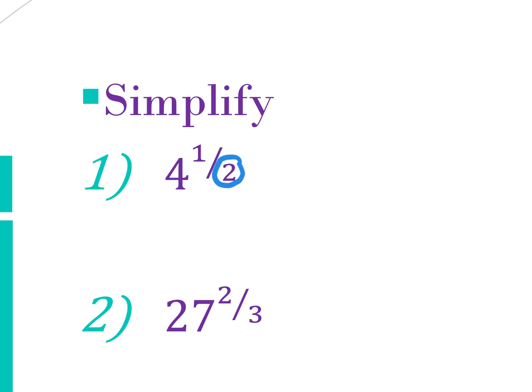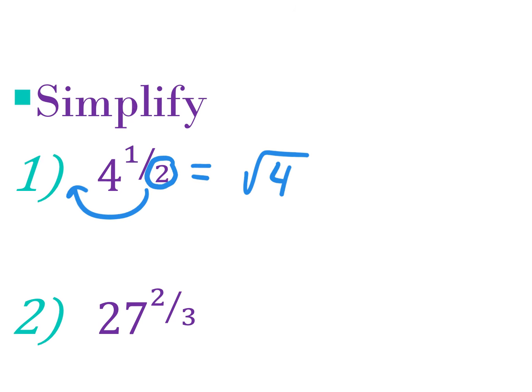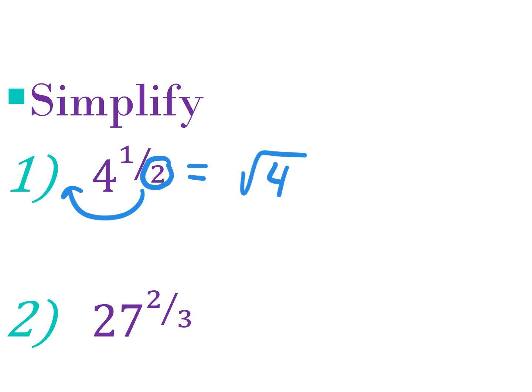The number on the bottom becomes the index of our radical. So then I know that this is going to become the square root of 4. The exponent is 1, so you don't need to write it. So what is the square root of 4? 2, right? Do you remember what a square root is? Hopefully, right? You're looking for a number multiplied by itself twice to get you that number underneath. So the square root of 4 is 2.